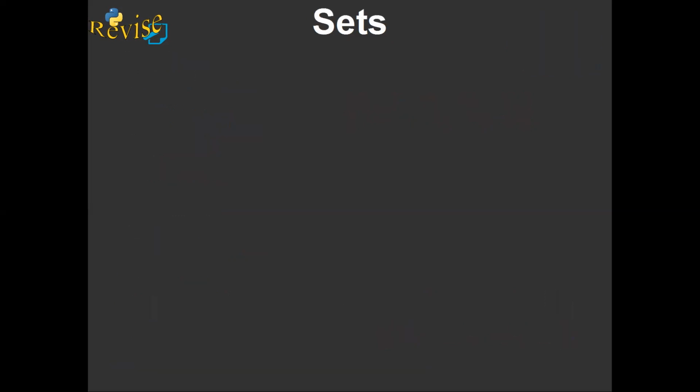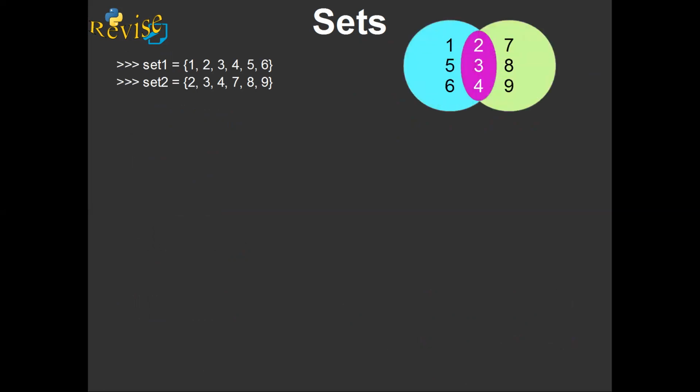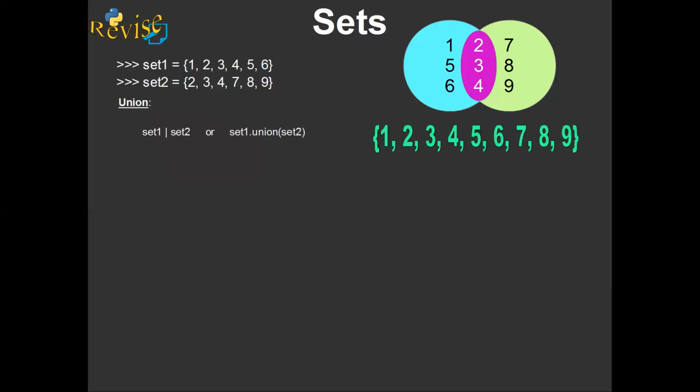Now we'll talk about sets' mathematical operations. We'll define two sets. Set 1: 1, 2, 3, 4, 5, 6. Set 2: 2, 3, 4, 7, 8, 9. These are our two sets on which we'll apply mathematical operations. We'll first talk about union: set 1 | set 2, or you can use the union keyword, set 1 dot union set 2. It gives a union of both sets: 1, 2, 3, 4, 5, 6, 7, 8, 9. Then intersection, that is common elements in the sets. You use &, set 1 & set 2, or set 1 intersection set 2. You get only 2, 3, 4, which is common between set 1 and set 2.